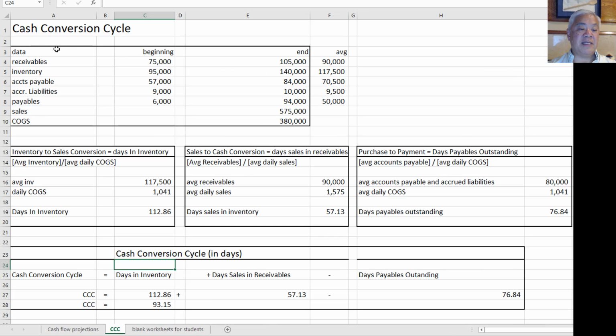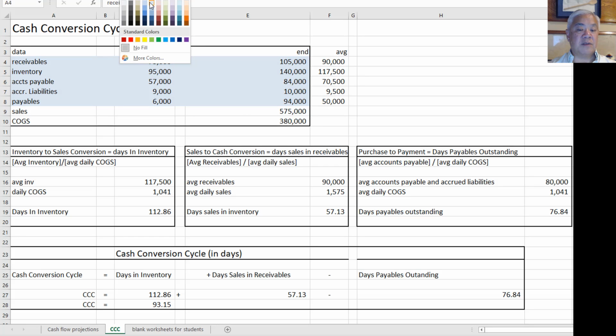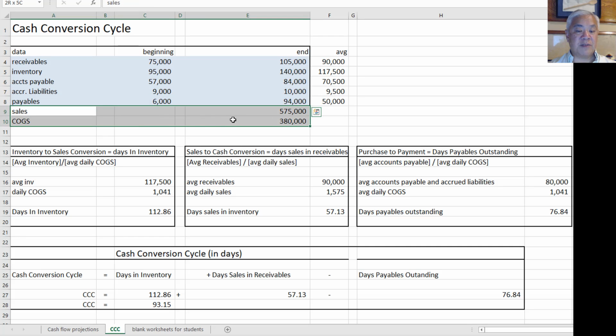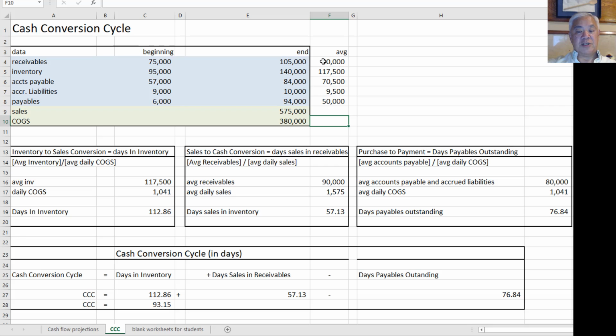So I copy the data all along here. So this is just data, and notice that this section here represents the balance sheet. So put those in blue, and notice these represent the income statement. All right, so in the case of a balance sheet, we use averages. In the case of the income statement, we do not. We just use the month itself. All right, so that's just an observation. If you set up the top section this way, it's going to be easier for you to do the calculation.